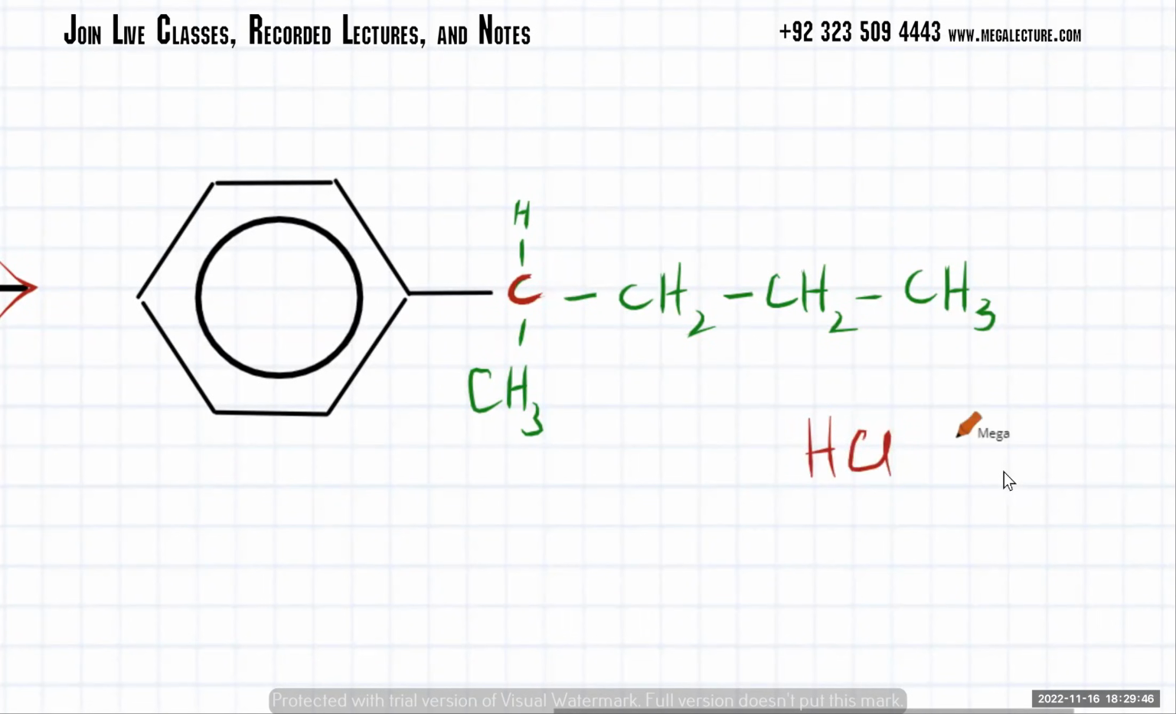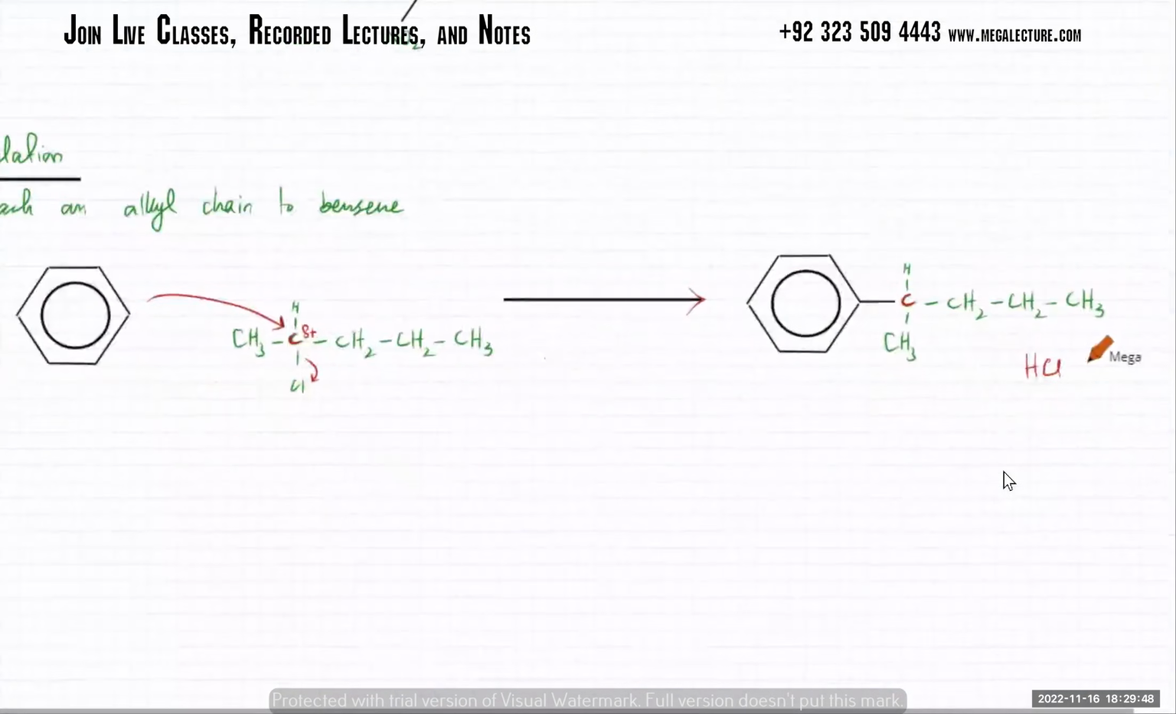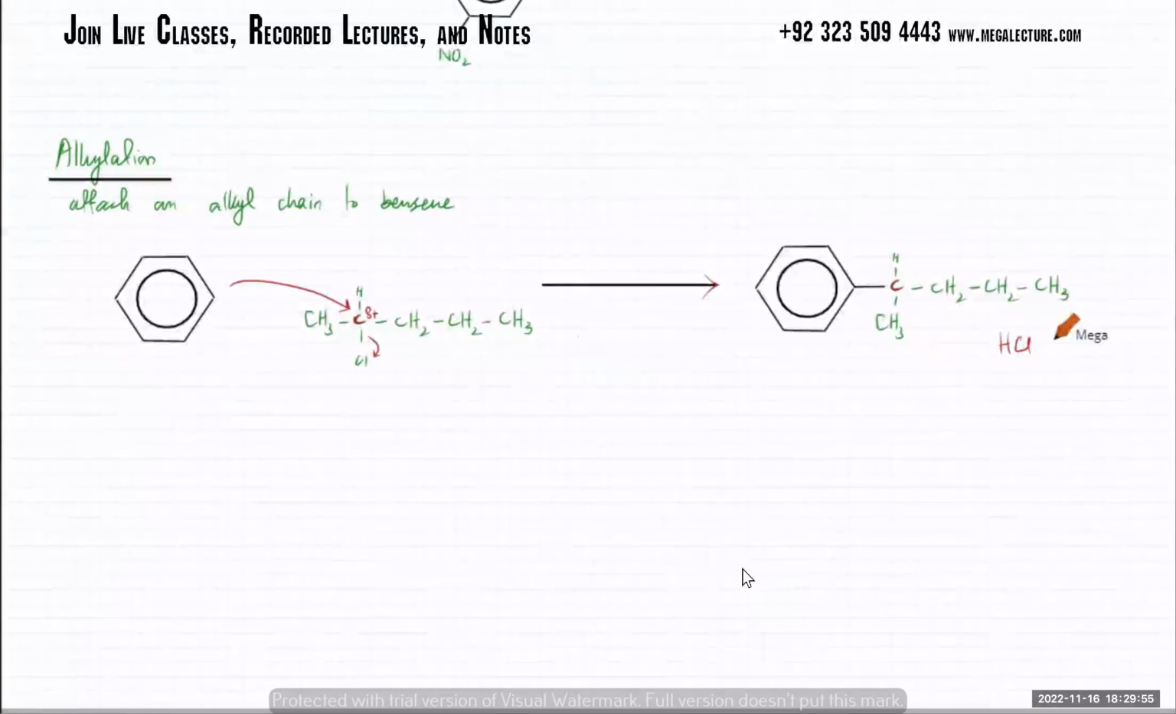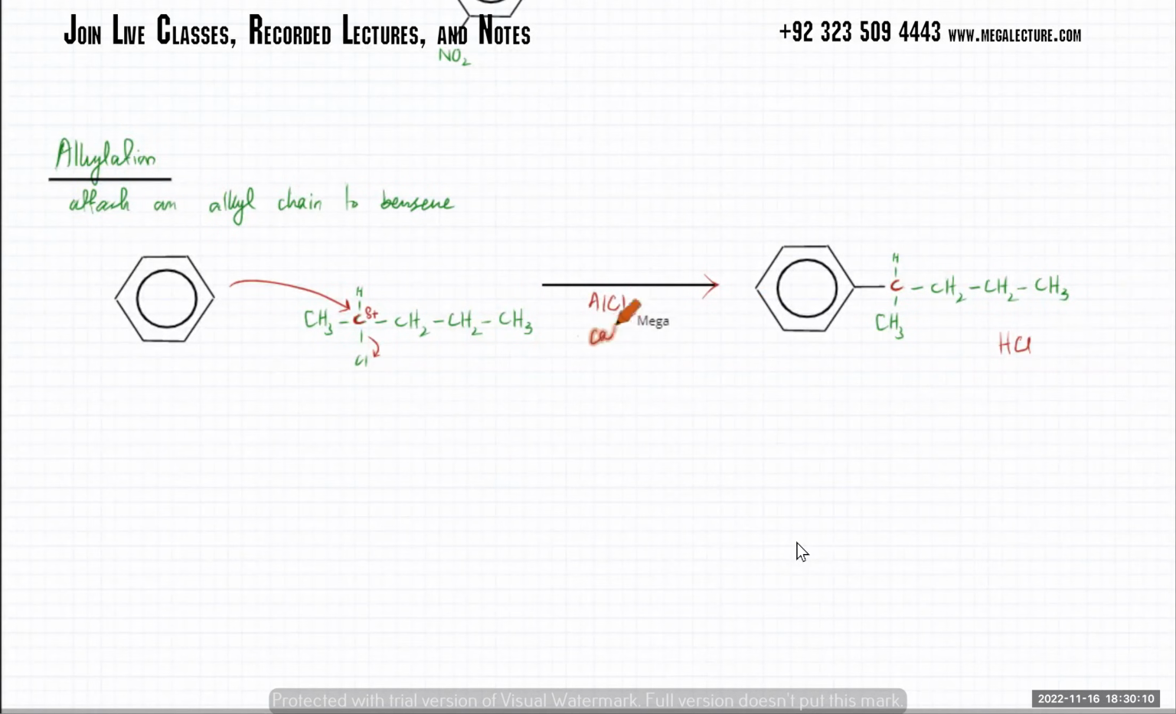So you just have to remember this. This is how alkylation will happen. Okay, the halogenoalkane is going to go and get attached to benzene. You would need the same catalyst, which is AlCl3 in this case. So that catalyst would be required. Okay, is this clear?